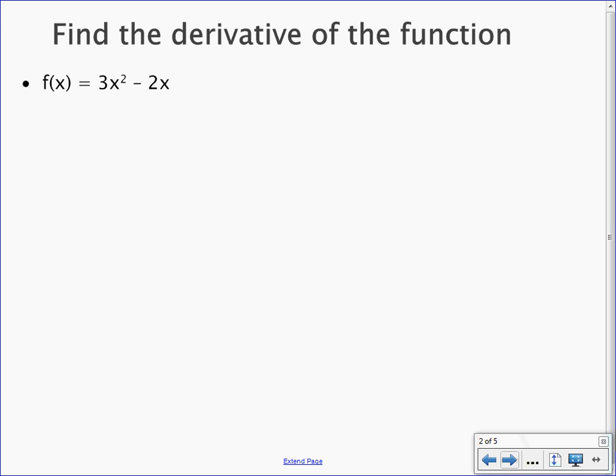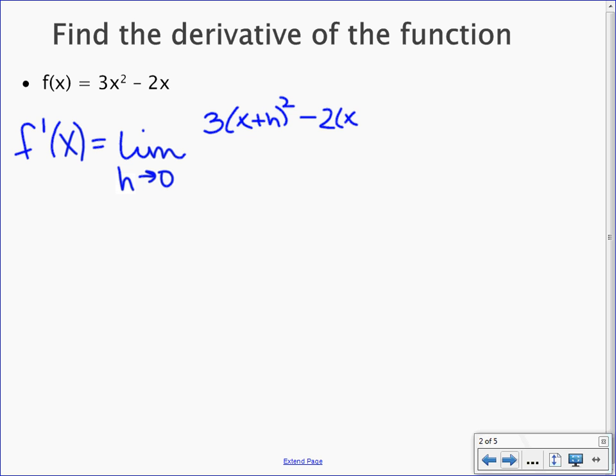All right, so we're going to find the derivative of this function. First of all, what is our notation for a derivative? We know that it's going to be the limit of the difference quotient. So how do I write f of x plus h? 3 times x plus h squared minus 2 times x plus h. There's f of x. Is everyone okay with it? Minus.